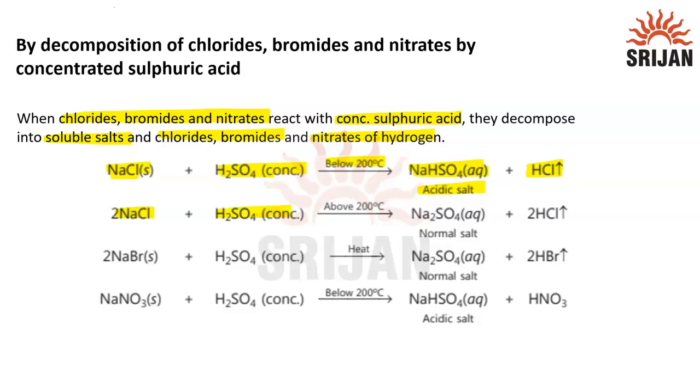Then sodium chloride on reacting with concentrated sulfuric acid, but this time the temperature is higher than 200 degrees Celsius, we'll get a normal salt which is sodium sulfate, which is again soluble. Then NaBr on reacting with concentrated H2SO4 on heating produces a normal salt. Then NaNO3 on reacting with concentrated H2SO4 at a temperature lower than 200 degrees Celsius produces NaHSO4, which is an acidic salt, but it is soluble in water.